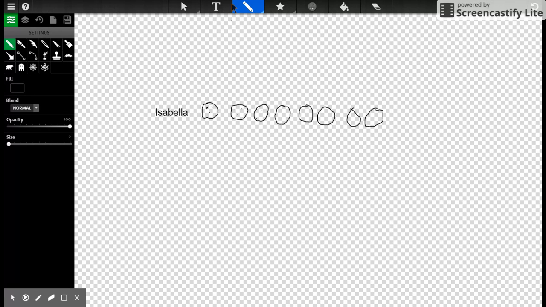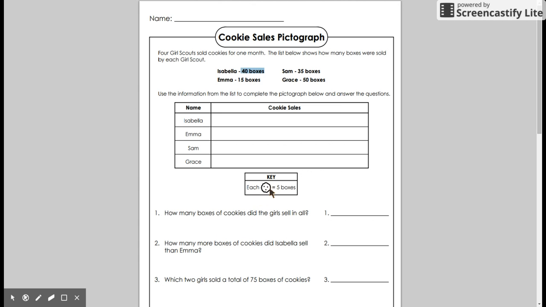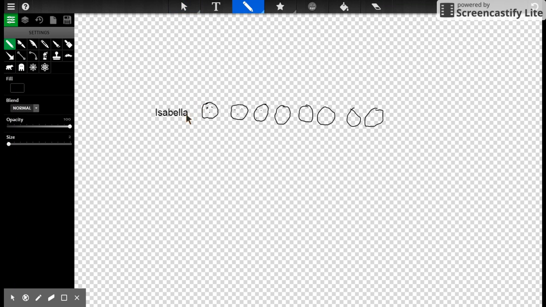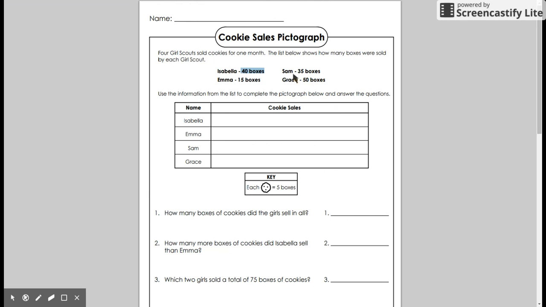I didn't really need to put these little dots here. That's the way they showed in the picture back here on the pictograph. You don't really need the dots. Circles would be more than enough here, and it would still show the same thing. So altogether, going back to my other screen here, Isabella, let's make sure she sold 40 boxes with our drawing. So we got 5, 10, 15, 20, 25, 30, 35, 40. So yep, I've got all 40 boxes that I need because that's what it's set up here.